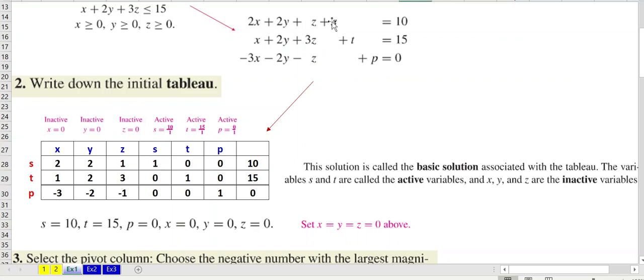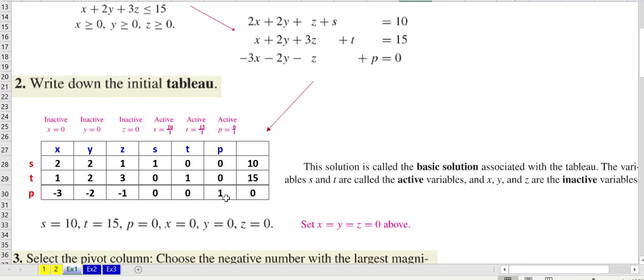Now, we have our slack variables. We have a 1, 0, 0 for s. The next slack variable is t. We don't have any t's in the first equation. We have 1 t in the second and 0 t's in the others, so we have 0, 1, 0. Finally, the p. We have 0 p's, 0 p's, 1 p, so 0, 0, 1.